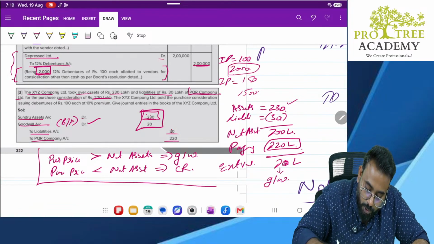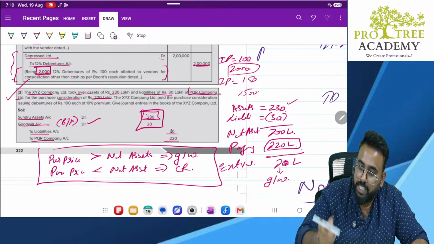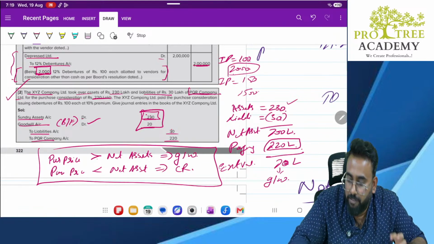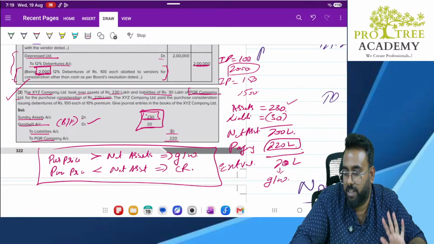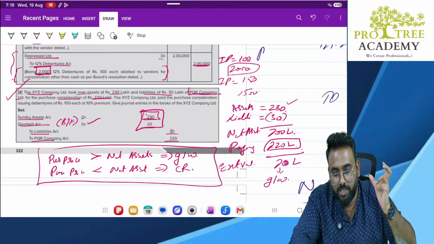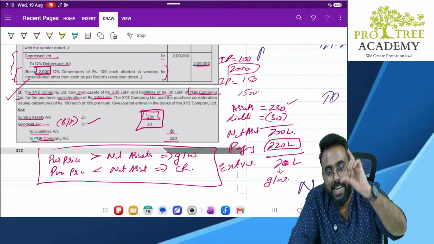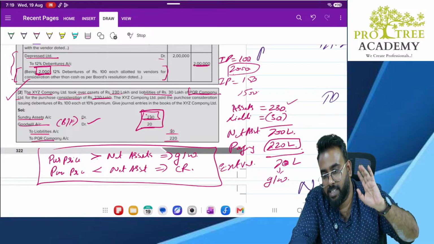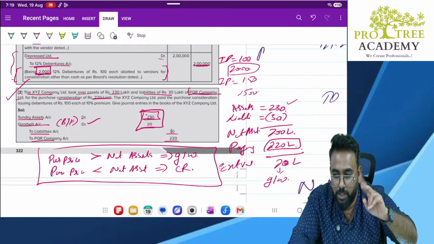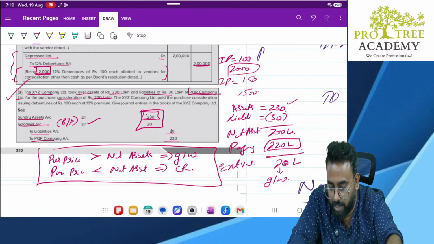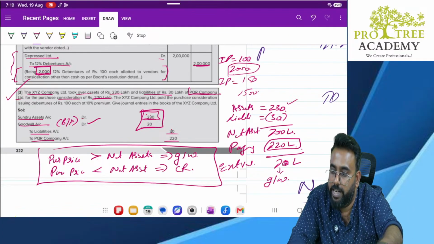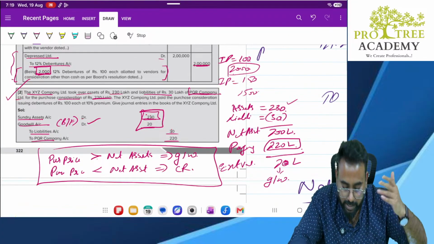This is true not only for debentures, even for your equity shares. When we purchase a business, we may issue equity shares also. That time also same logic. If whatever shares the value you are issuing is greater than your net assets, then you are purchasing goodwill. If it is the opposite, if your net assets are higher than the value of the shares you are issuing, it is capital reserve. That is capital profit.